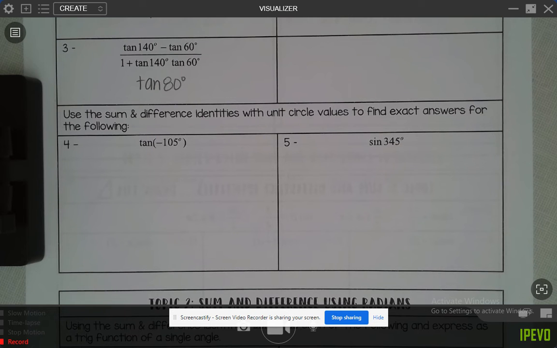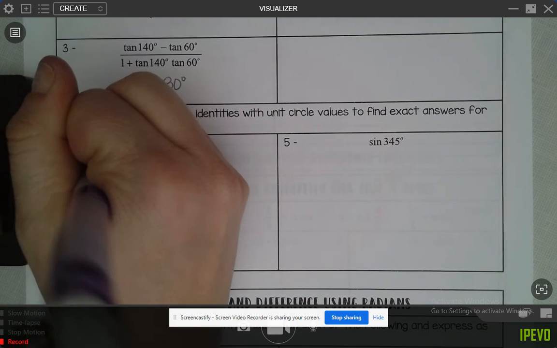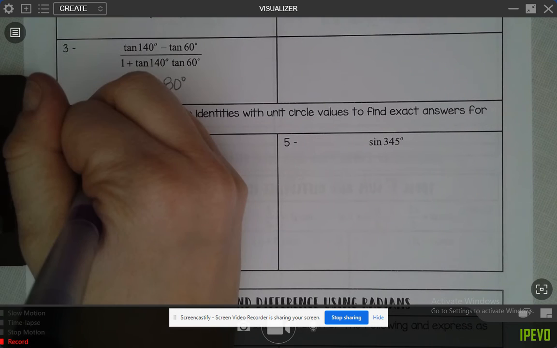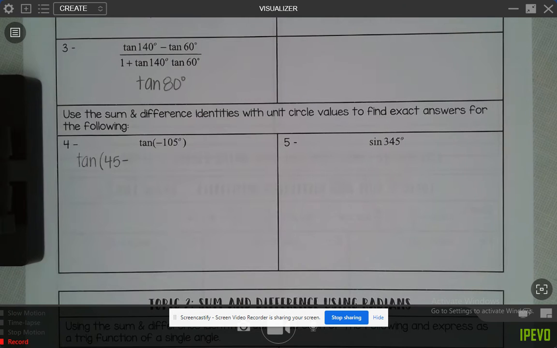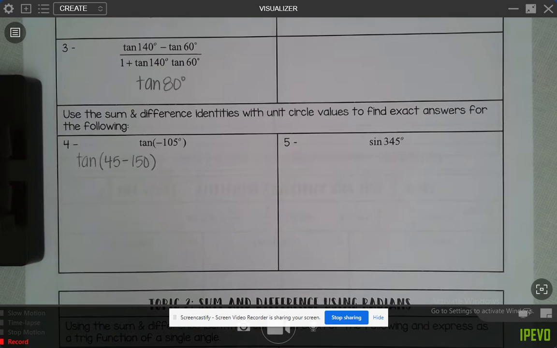Yes. No, because, well, I would divide by negative 1. But yeah, it's fine. So I would write this as the tangent of what has to be my alpha angle? 45. Don't use pi over 4. I'm going to be picky about this. If it's in degrees, it needs to stay in degrees. Okay, so 45 minus what? 150.